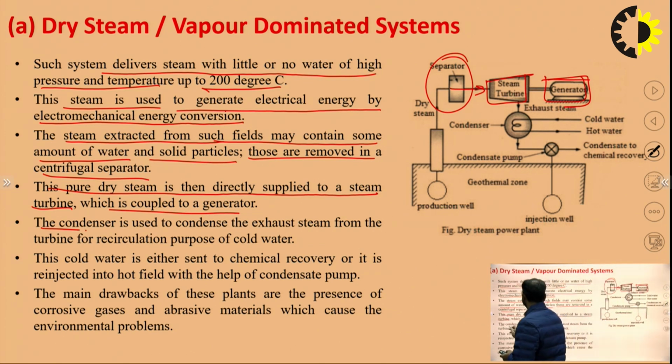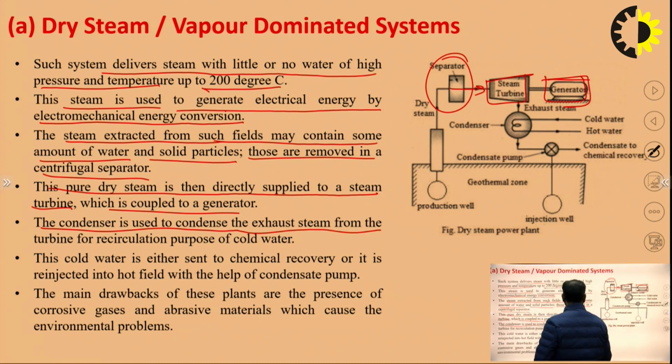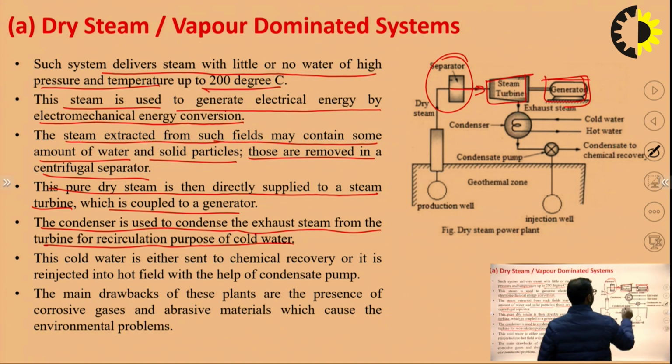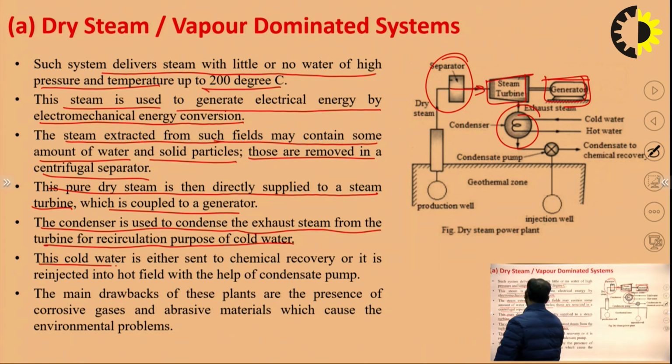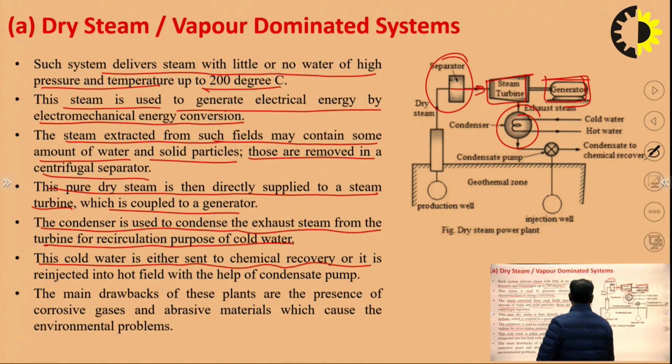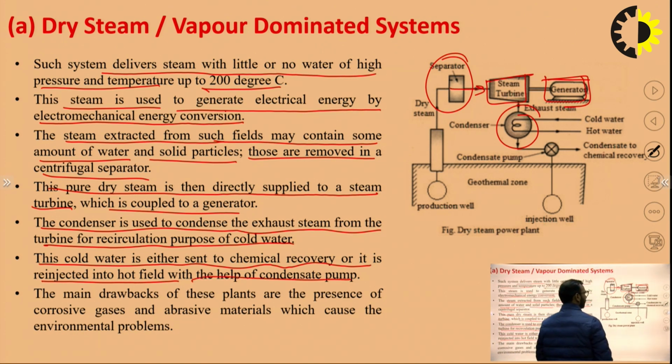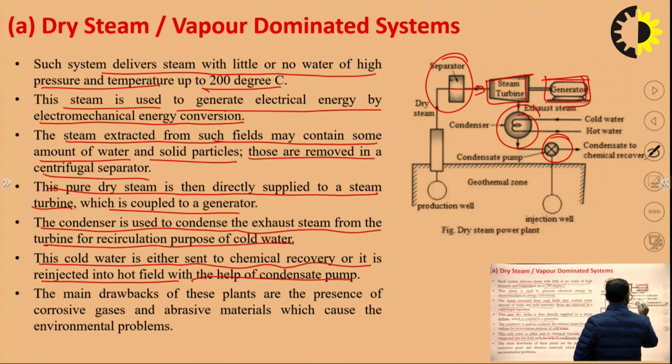The condenser is used to condense the exhaust steam from the turbine for recirculation purposes. So this is the condenser which is used to condense the exhaust steam. This cold water is either sent to chemical recovery, or it is re-injected into the hot field with the help of this condensate pump. So with the help of this condensate pump, we can inject this cold water back into the hot field. Okay, this is the hot field.